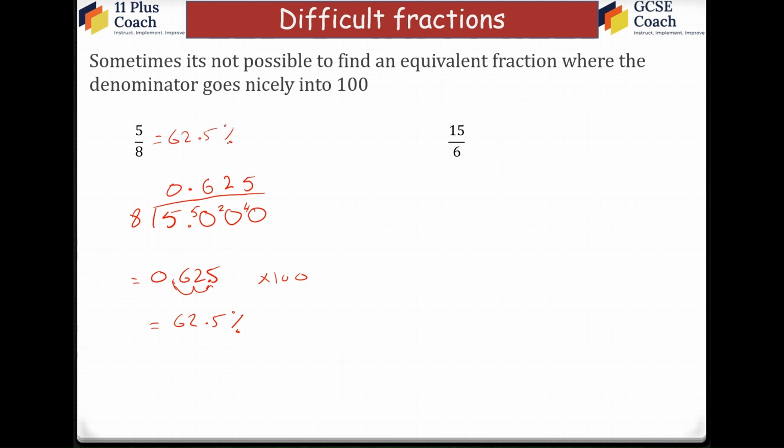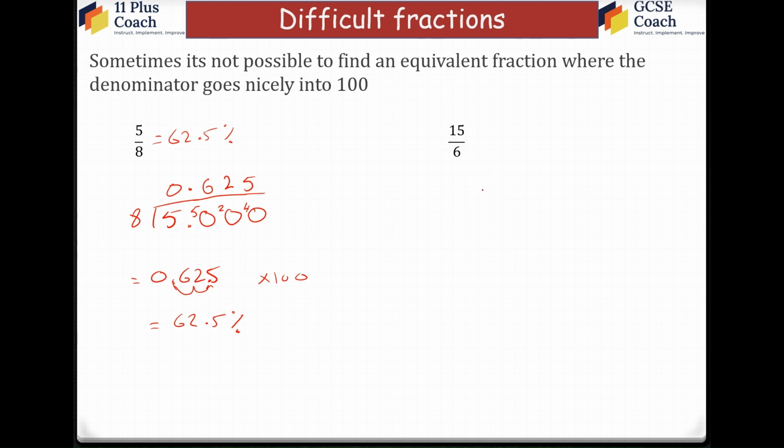So put it simply, if you cannot get the denominator to go into 100, you simply divide the numerator by the denominator, and you get a decimal form, and then you can go from decimal form to percentage, which is simply by timesing it by 100. Hopefully you understood that. So have a go at this question on the right. When you're ready, play the video to see if you are on the right track.